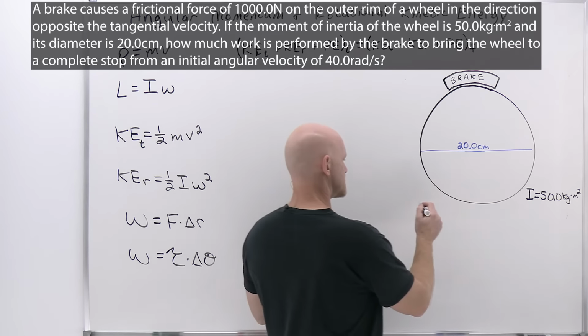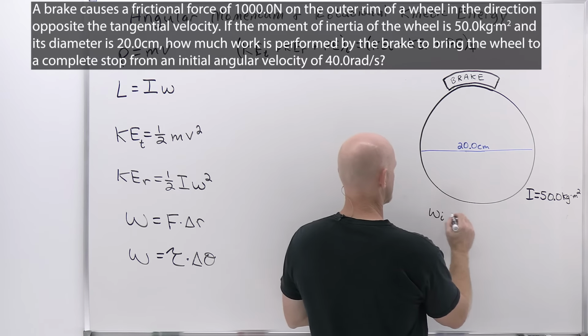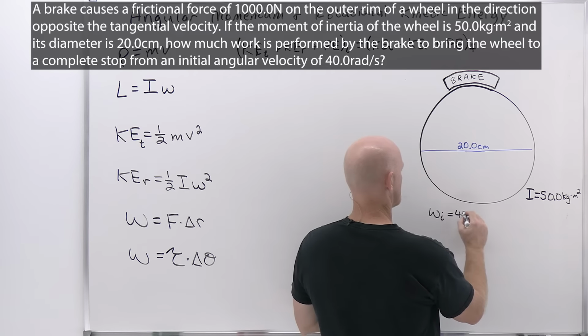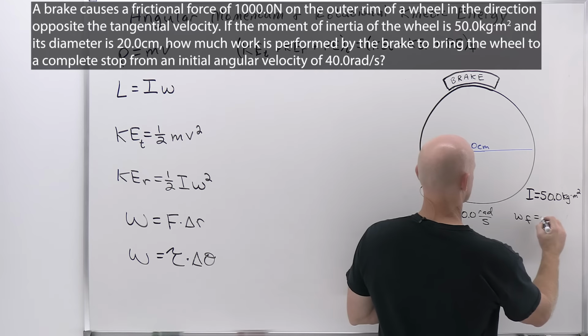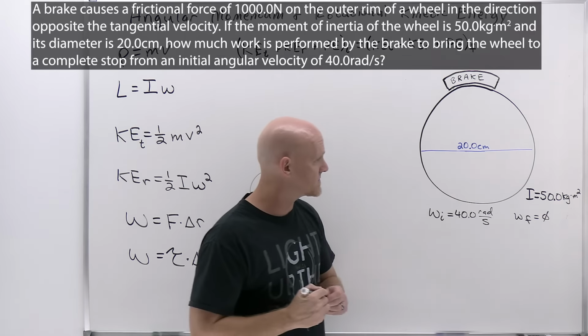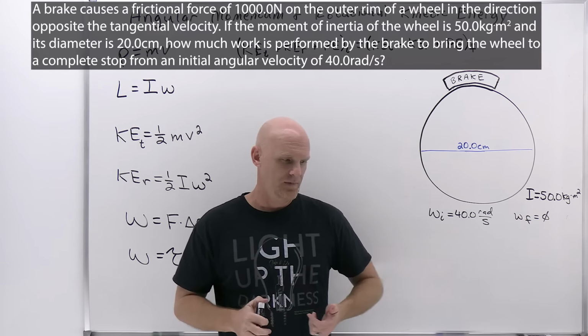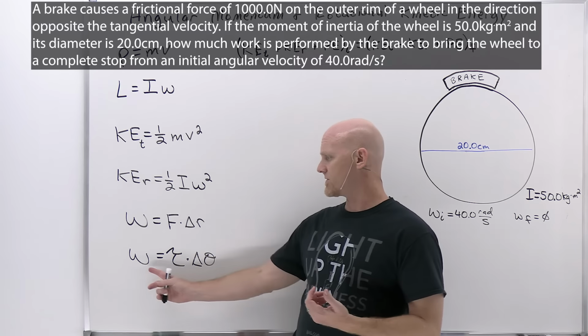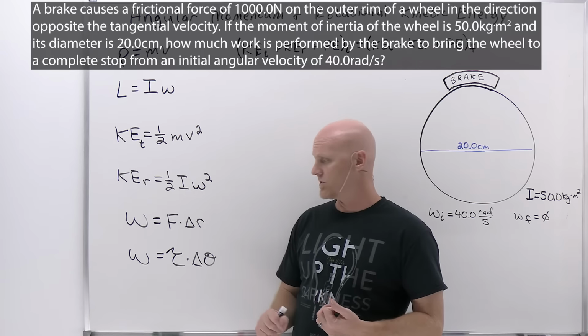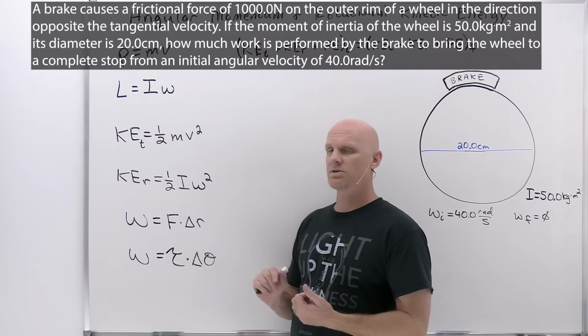So let's write some more information here. Our final and initial angular velocities: the initial was 40.0 radians per second, and we want to bring it to a complete stop, so the final angular velocity here is going to be 0. Now we've got a little work cut out for us, because here effectively we want to find the work with a new definition, so torque times your angular displacement.